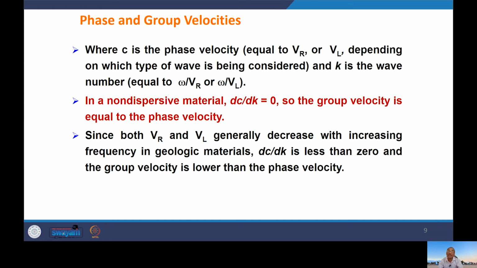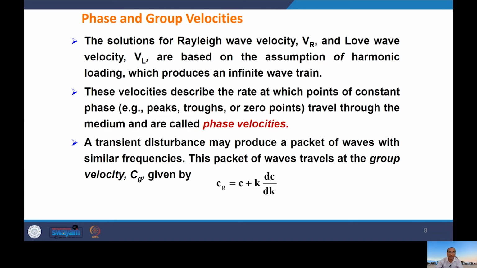So this dc by dk will be 0. So the group velocity is equal to the phase velocity. So once you have this non-dispersive material, then in that case, Cg and C will be the same thing.